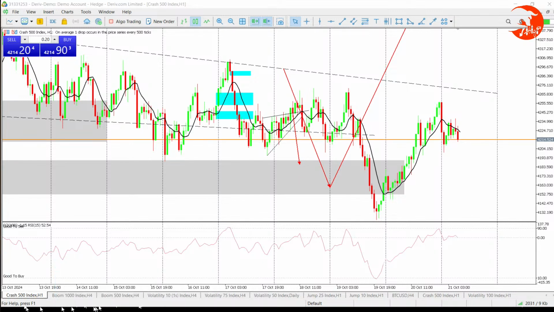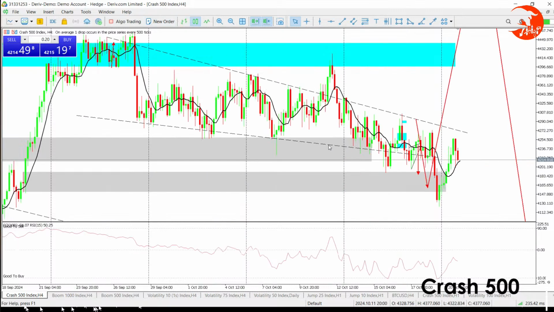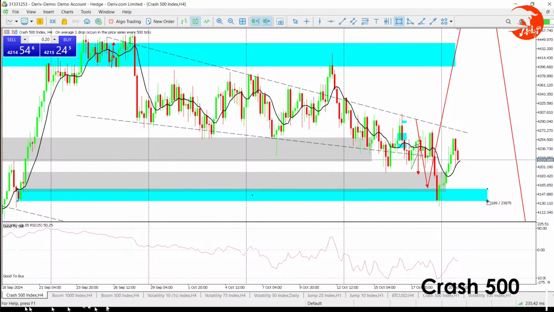We'll be getting into Crash 500 as usual. We saw this. It actually later on came and did exactly what I was anticipating, and it even exceeded at that level. So let's look at where it came to. According to H4, it came all the way to this OB, to that order block.